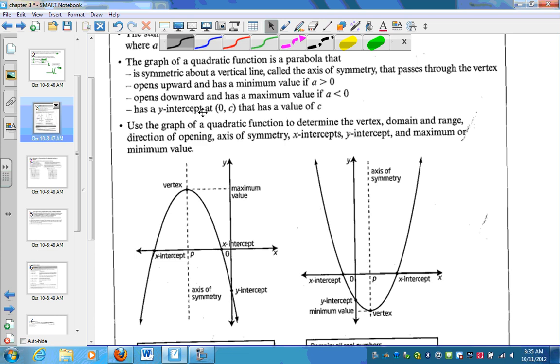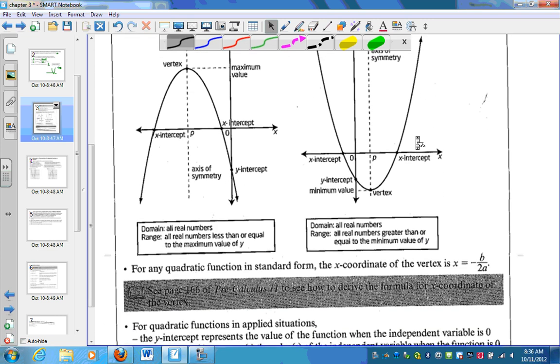It has a y-intercept at (0, c), that has a value of c. So it intercepts y right there. So we put x as 0 to get the y-intercept. This one has a y-intercept right there. Use the graph to determine the vertex, the domain and range, the direction of opening, the axis of symmetry, the x-intercepts, the y-intercept, and maximum or minimum value.